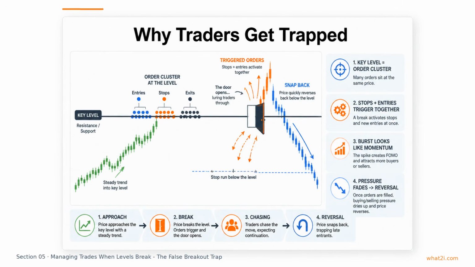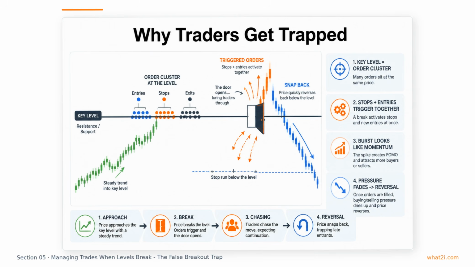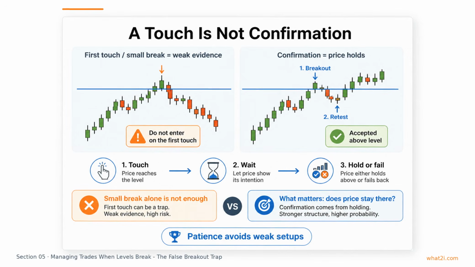Traders get trapped around key levels because those levels attract a cluster of orders. Entries, stops, and exits often pile up in the same place, so a small push through the level can trigger several things at once. That burst of activity can create the appearance of real momentum, especially for traders watching the breakout in real time. But once that burst fades, price may snap right back. In other words, the move through the level was enough to trigger orders, but not enough to create lasting acceptance. That is why breakout traps can feel convincing in the moment. A brief poke above resistance or below support is not confirmation by itself.